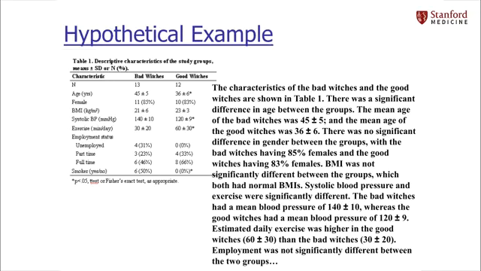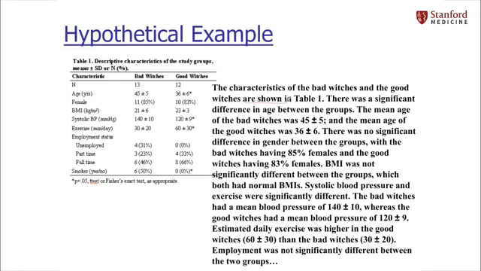I'm going to go back to the hypothetical example that I had on bad witches and good witches. The bad witches, remember, were older, less healthy, they exercise less, and so on. I've presented the table that I showed in Module 1 with our hypothetical data alongside a mock results section that is similar to what I see from a lot of students. The results section starts, the characteristics of the bad witches and the good witches are shown in Table 1. And I want to just point out here that they are shown, that's in the passive voice.